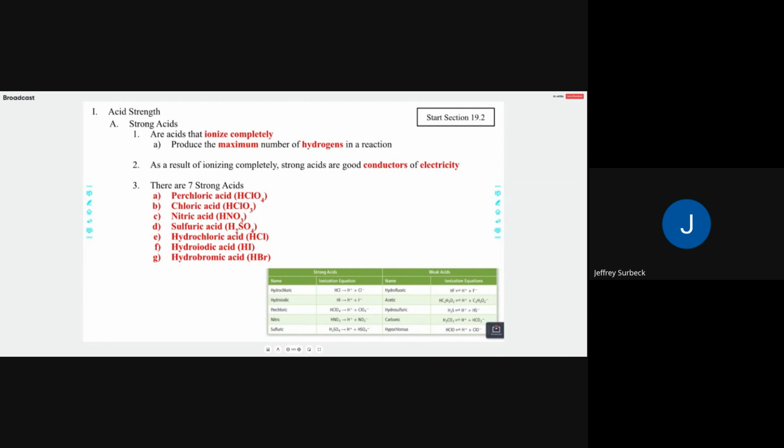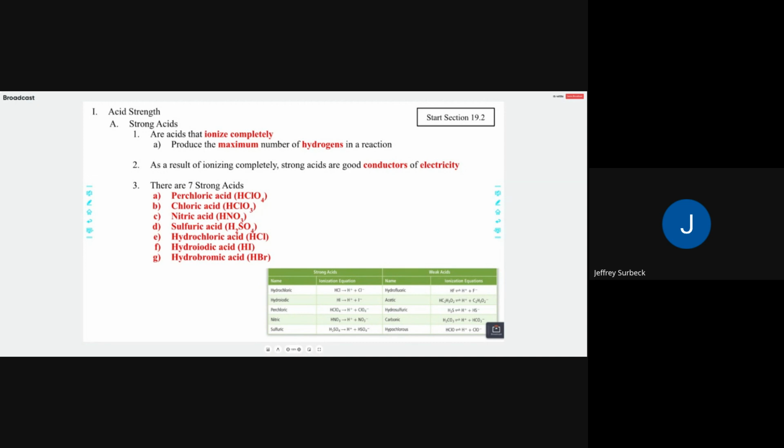Now we get into our strengths of acids. We have strong acids, we have weak acids. We have strong bases, and we have weak bases. So we start out here with strong acids. They say that these things ionize completely, all right? This means 100% of these H's that you see on any of these 7 strong acids will break away from their other negatively charged anion.